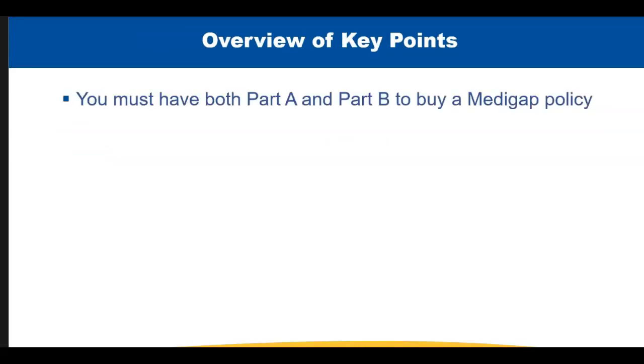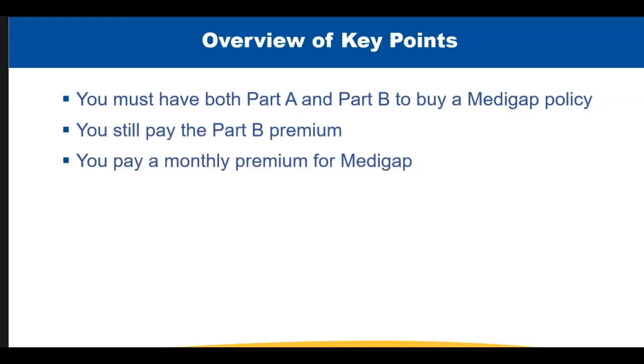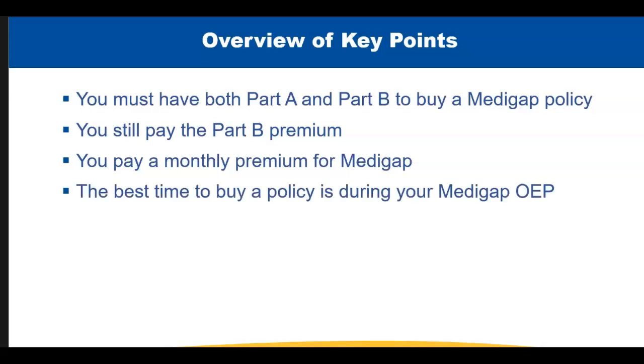So now we're just going to go through all the points throughout this session today, just to do an overview, a reminder. First off, you have to have Part A and B to buy a Medigap policy. Medigap is covering Medicare gaps, so you have to have Medicare to have a Medigap policy. You're still going to pay a Part B premium, and then you would pay a monthly premium for Medigap. The best time to buy a policy is during your Medigap OEP.